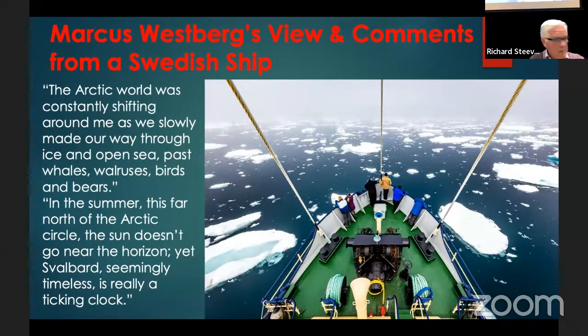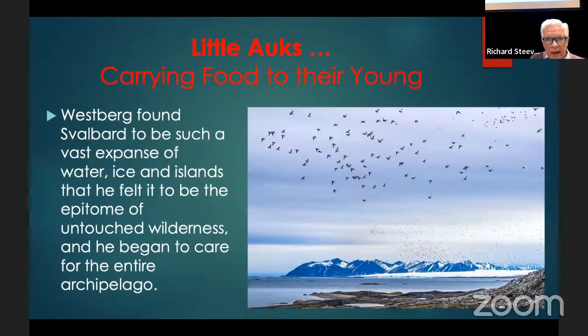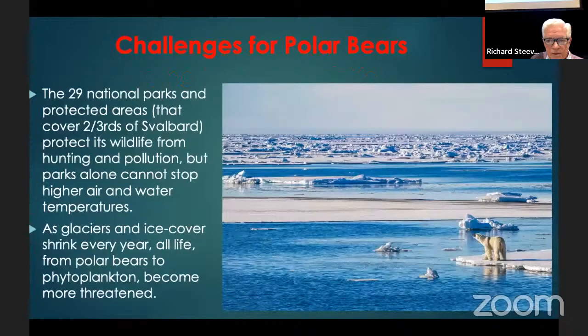Of course, we didn't. We had to turn around and go back before we got stuck in the ice, but he got through. And he said, this far north of the Arctic Circle, really kind of on the edge of it, the sun doesn't go near the horizon, yet Svalbard, seemingly timeless, is really a ticking clock. He was intrigued with the little auks that were carrying food to their young in the sky there. He found Svalbard to be the most vast expanse of water, ice, and islands, that he felt it to be the epitome of untouched wilderness. And he began to care for the entire archipelago. It was nice to see it in his writing.